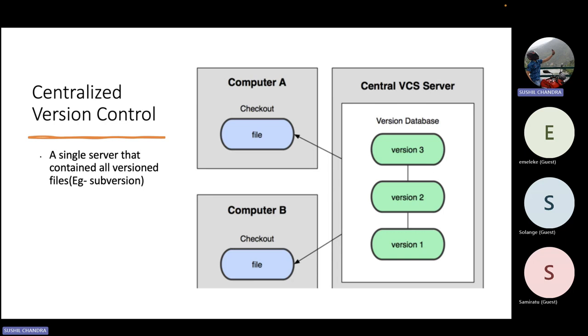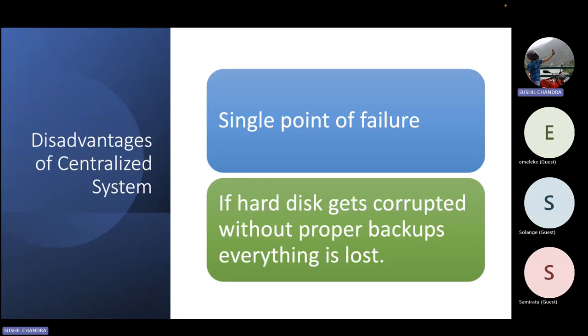It means everyone is working on the very same server, and then conflicts would be there. So it's very hard to manage, because A is checking out, and B is also checking out. There are some files, and there are multiple versions. Right, so this is the centralized server. So it is something like having a single server. Right, let's move ahead.